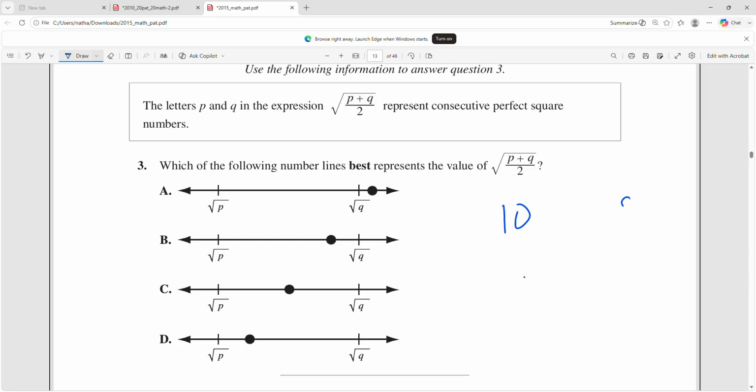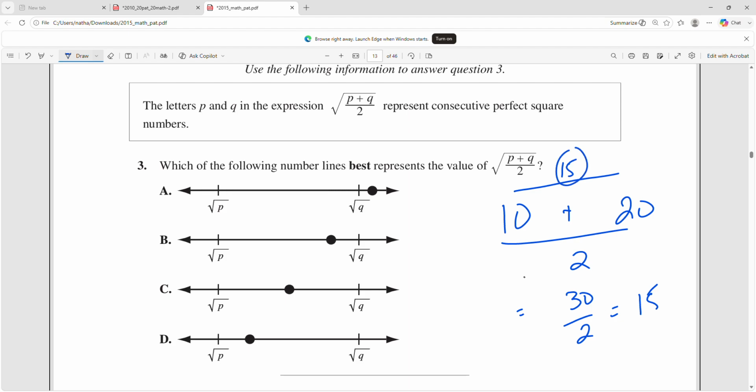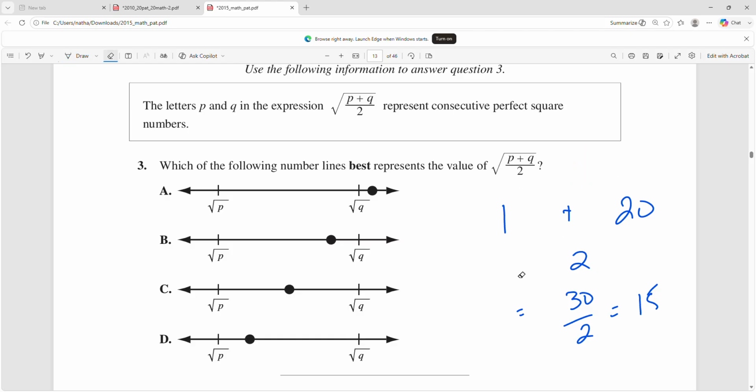If I had 10 and 20 and I added them and I divided by 2, I would get 30 over 2, which is 15. And between 10 and 20, 15 is right in the middle. So that average is going to be in the middle. So if I have a perfect square and I add the two numbers together and divide by 2, it's going to give us a value somewhere in the middle of those perfect squares.